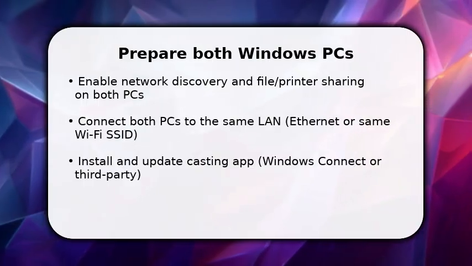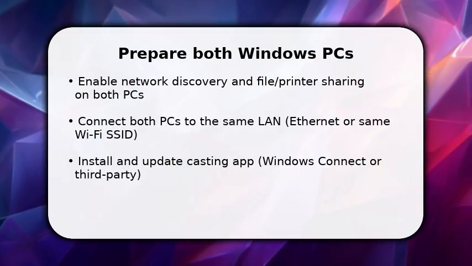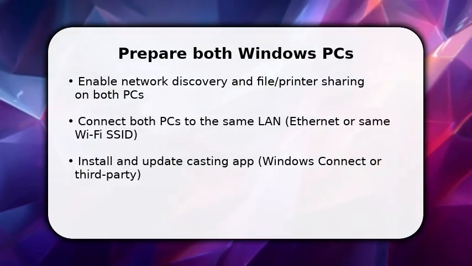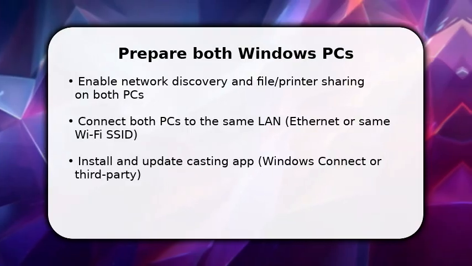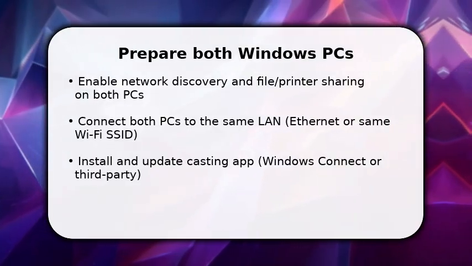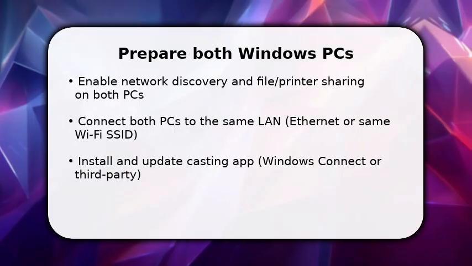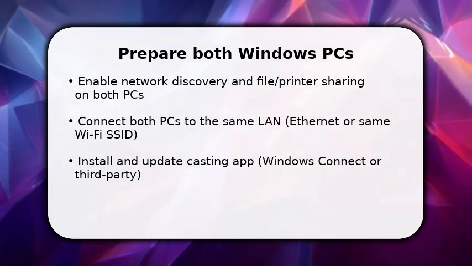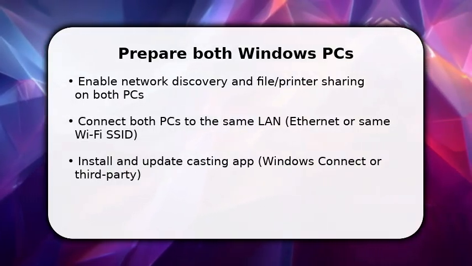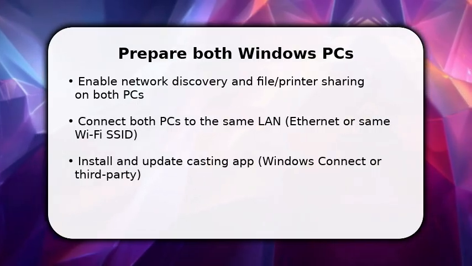You start by preparing both machines so the cast can begin. On both PCs, enable network discovery and file and printer sharing. This lets them see one another. Once done, make sure both are on the same local network. Use wired Ethernet for stability or the same Wi-Fi SSID for convenience.